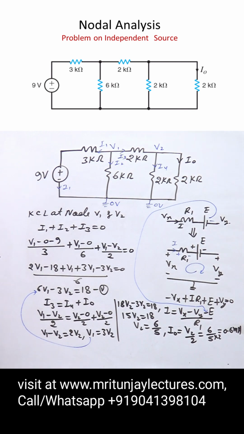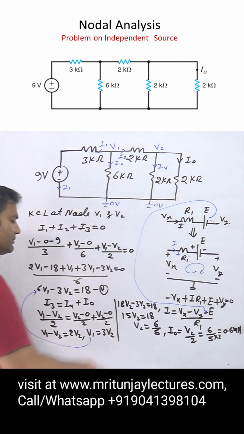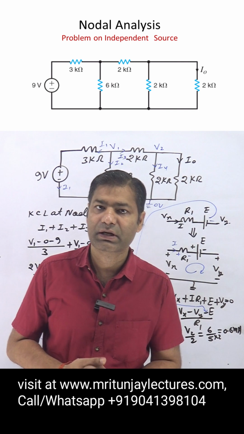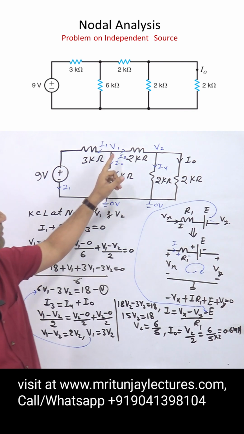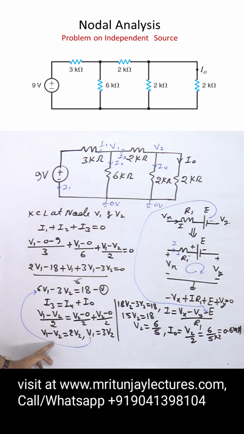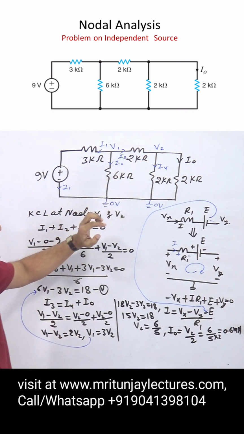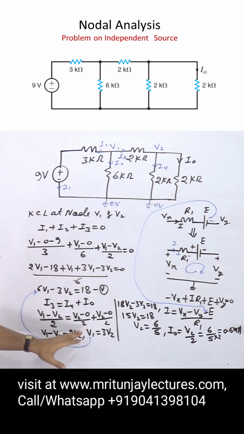Now next, apply KCL at that node. I3 is equal to I4 plus I0. Clear? I3 is written as V1 minus V2 divided by 2. And what about I4? I4 is written as V2 minus 0 divided by 2. And what about I0? V2 minus 0 divided by 2. After solving, we get V1 equal to 3V2.